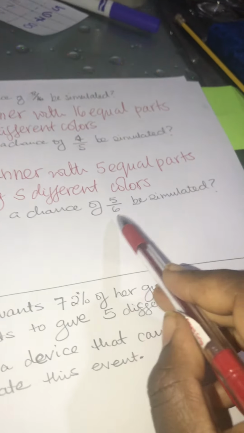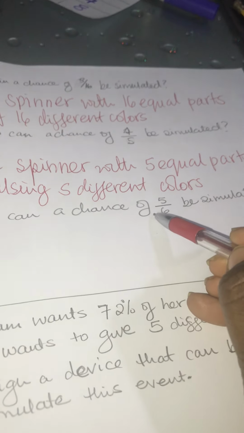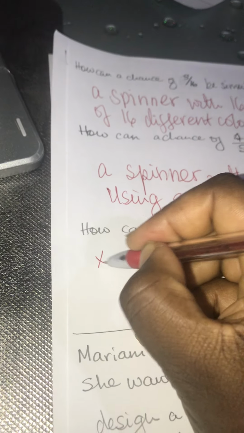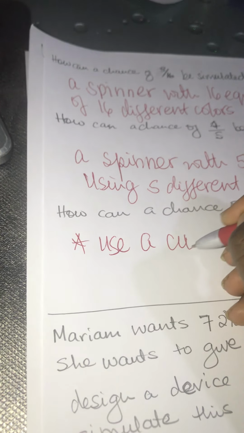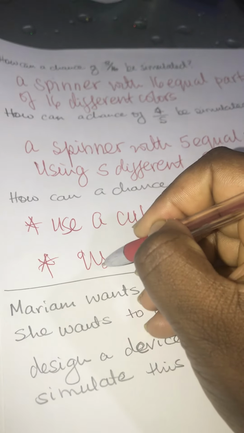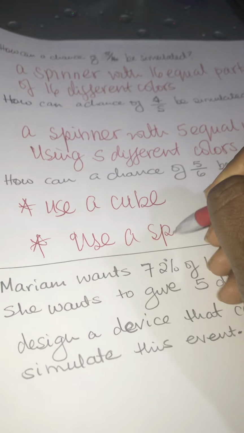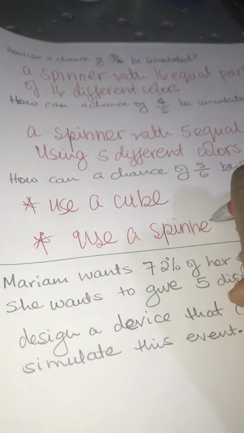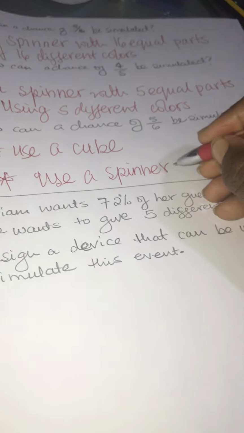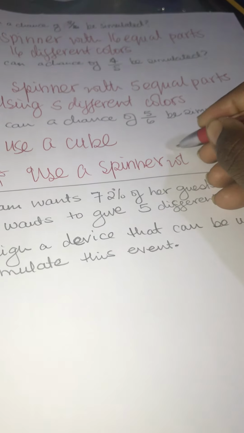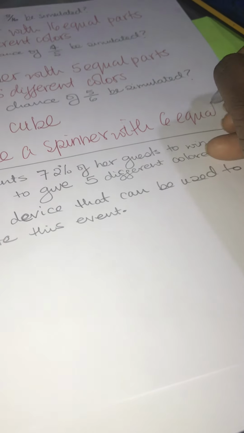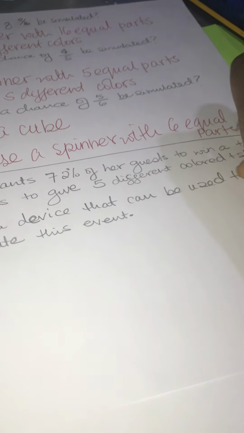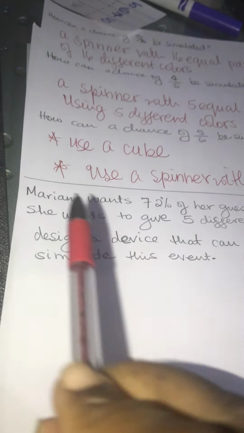How can a chance of 5 out of 6 be simulated? 6. I can use a cube. I can use a number cube. Or I can use a spinner with 6 equal parts. Okay? Now, let's read this.